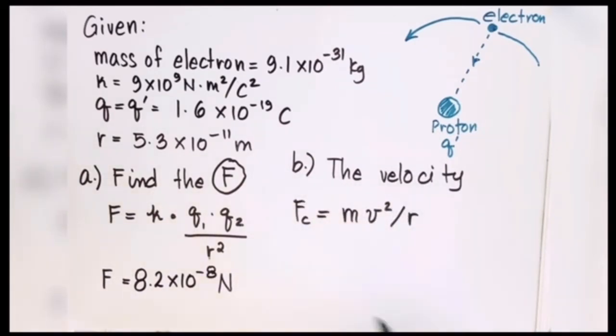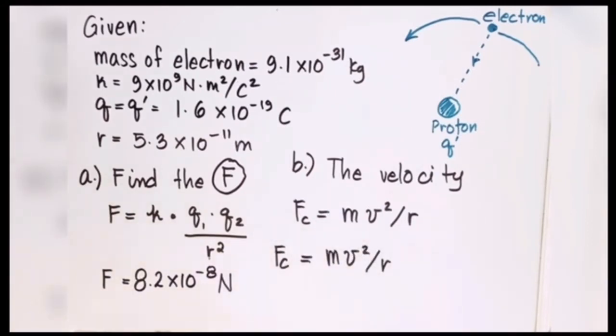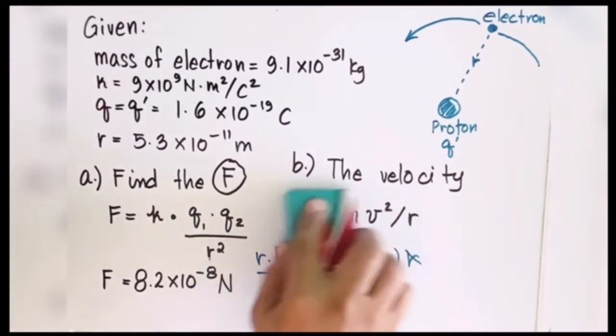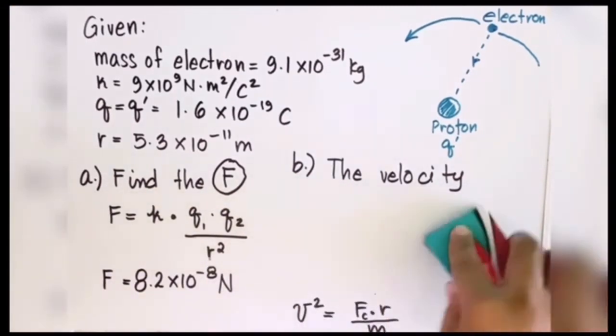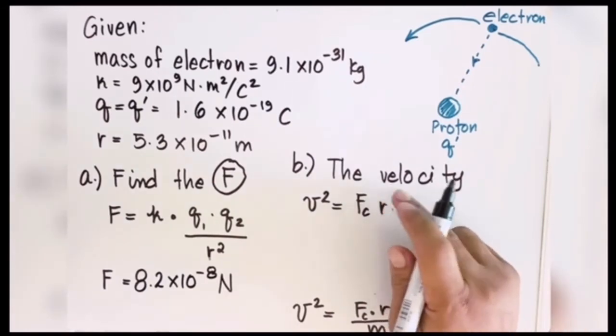And the question is, what will be the velocity of that electron? And centripetal force is given by the value of mass times square of the velocity over r, distance r. So let's do a little calculation in here, and we'll be able to solve for the value of the square of the velocity, and after that we will be able to find the value of the velocity.